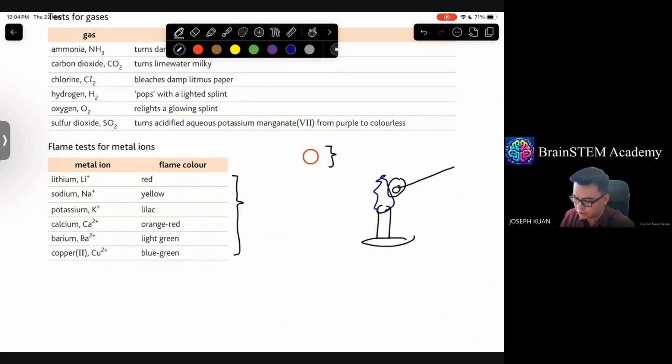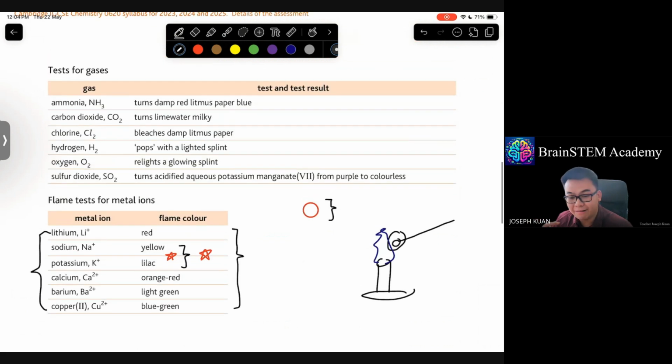So this one is relatively straightforward. In fact, two of them can also be seen when you throw sodium into water or potassium into water. You actually see these two colors as well. So here, it's more like a unique characteristic.